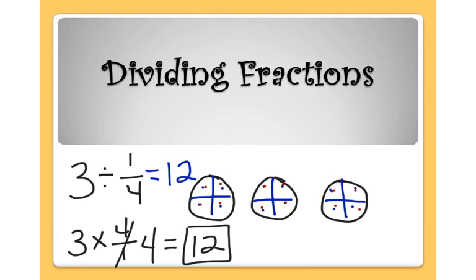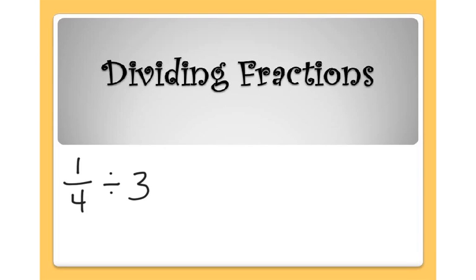Let's try another one. In this example, I have 1/4 divided by 3. In other words, I've got 1/4 of something, and I'm going to cut it into 3 equal pieces. That's what the divided by 3 means. So, if I have this circle right here, all I want to do is represent fourths. So this piece right here represents 1/4.